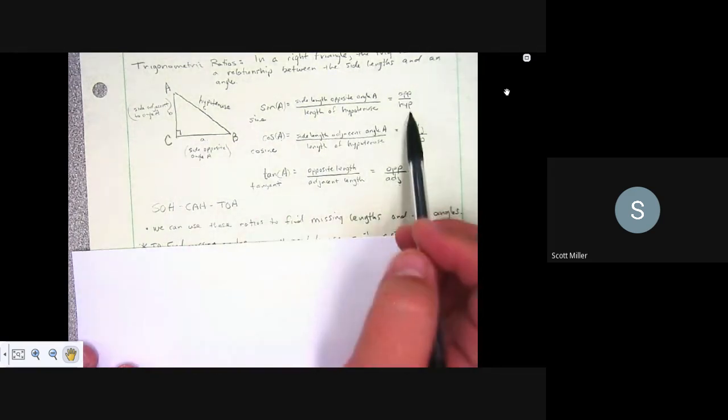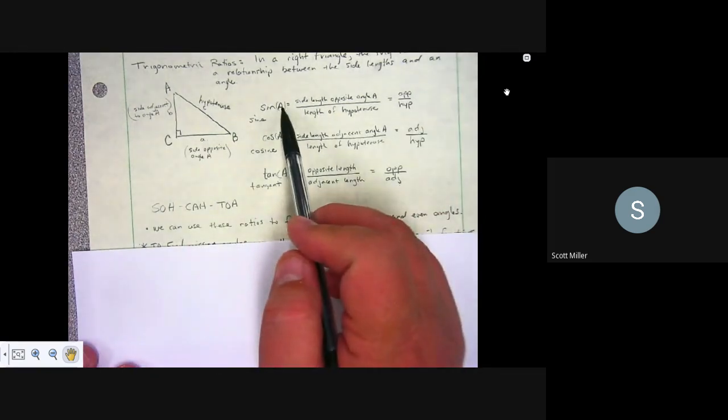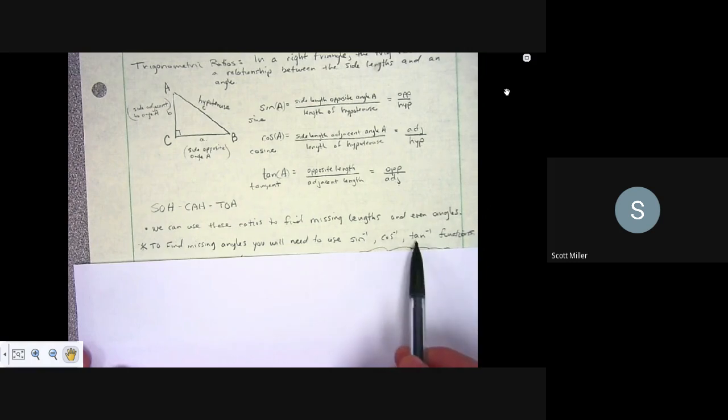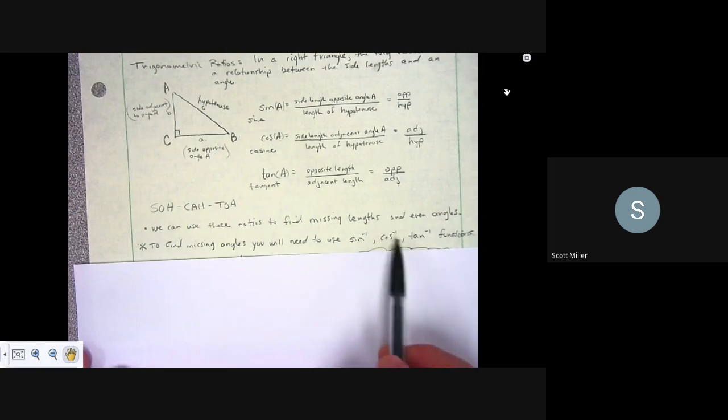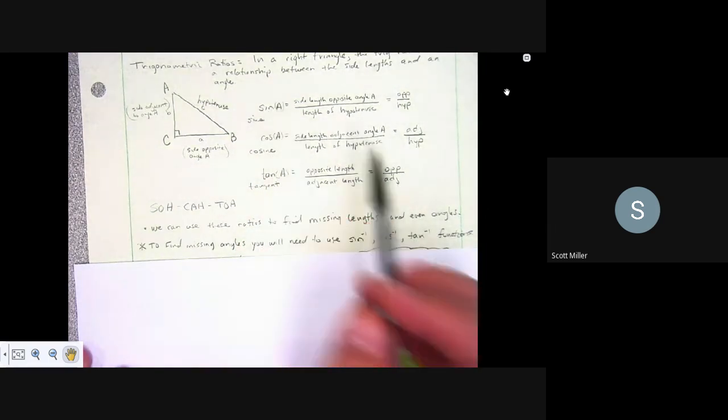Some things to keep in mind. We can use these ratios to find missing lengths and even angles. So some questions they'll give you all the side lengths, and you're asked to find the angle. If that situation occurs, even though I'm not going to talk about it, you're going to use these three ratios, which are called the inverse trig ratios. These are called inverses. These are things that will undo these. And by undoing it, it gets us to the angle that's in there. We'll talk more about this in the future, of what those actually mean. We'll explore it in more detail.